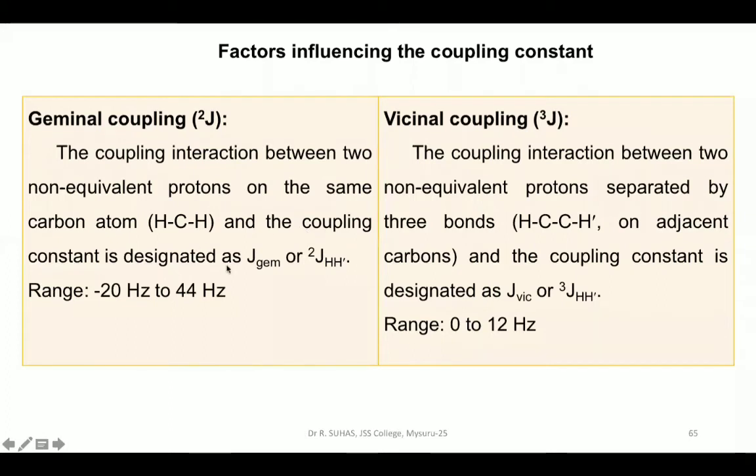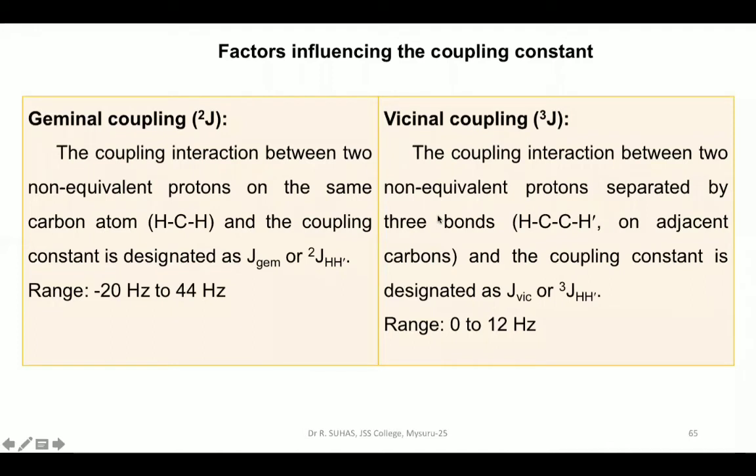Here the coupling constant is designated as J-gem or J2HH'. Why do I say HH'? Because both protons should be in different chemical environments. Rather, I will say that these two are non-equivalent protons. The coupling constant range for geminal coupling is between minus 20 Hertz to 44 Hertz.